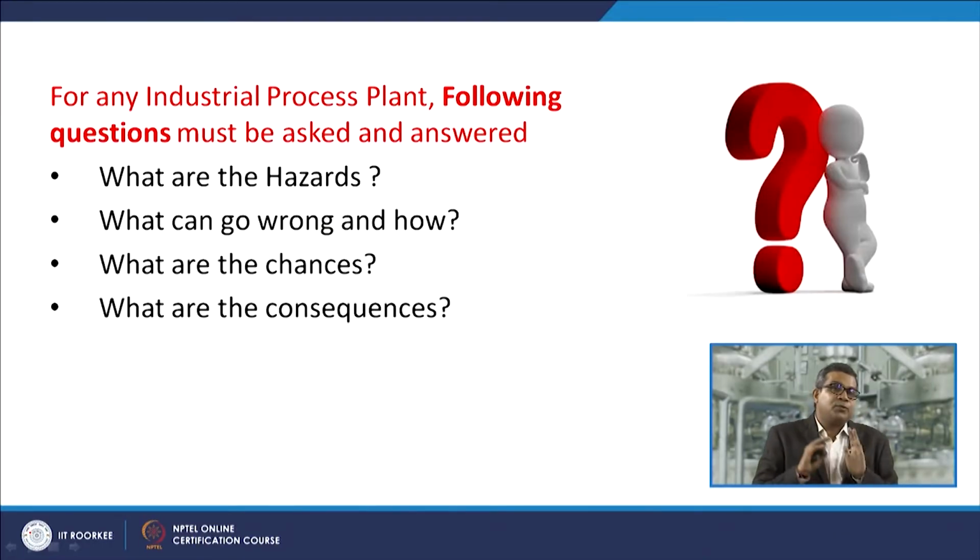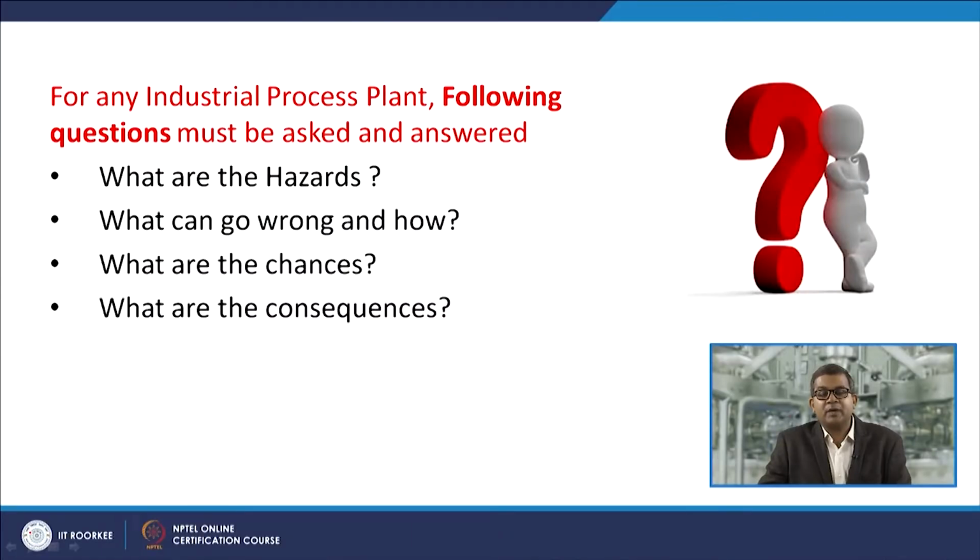So if you wish to carry out this type of analysis, then you need to follow certain questions. These questions are: what are the hazards at the workplace? You need to find out with different tools. What can go wrong and how? What are the chances? That means you need to calculate the probability. Then what are the consequences? What will happen in case, suppose, LPG leaks in your kitchen? Again the example is that if you go to your domestic kitchen, LPG is the biggest hazard.